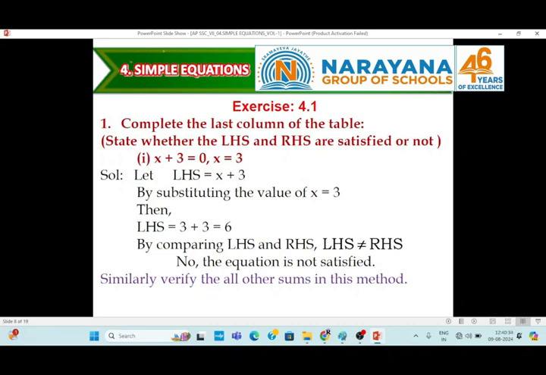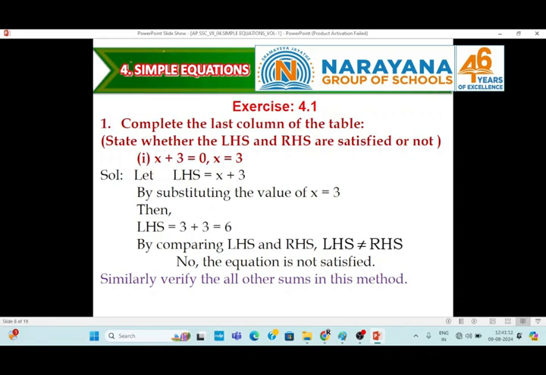So what is the first one? x plus 3 equal to 0, x equal to 3. So here the given equation LHS is x plus 3. Substitute the value x equal to 3, then LHS is equal to 3 plus 3 is equal to 6. By comparing LHS and RHS, LHS is 6 but RHS is 0. So LHS is not equal to RHS. So the equation is not satisfied. Is it satisfied? No. Similarly, we can verify all other sums in this method from this Roman.